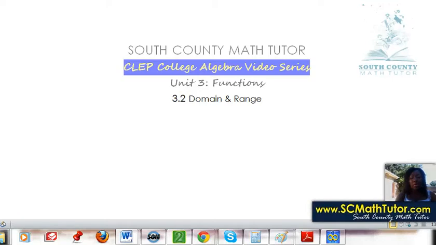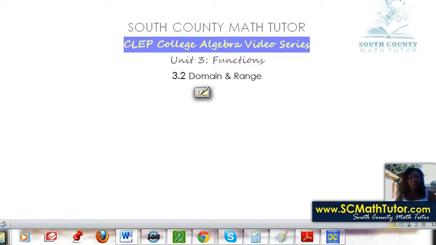Okay, we're now going to look at the domain and range of a function. I want you to recall what we learned earlier about functions. For a function, every x value has a unique y value. That's the definition: a special kind of relationship where x values have unique y values.